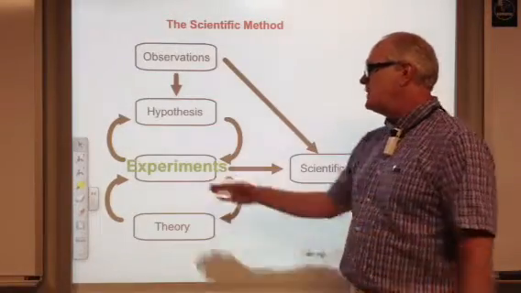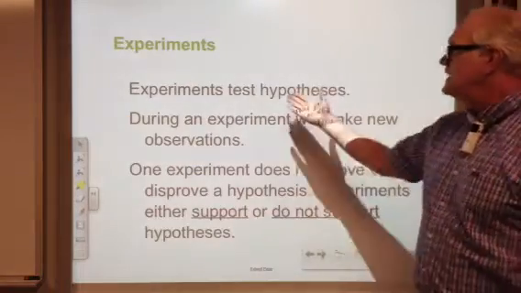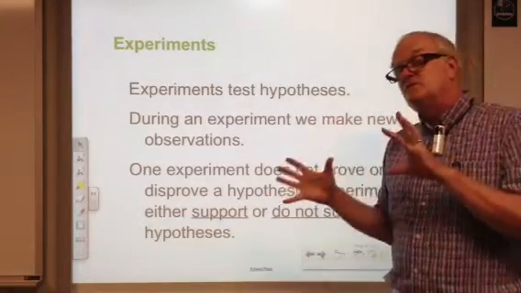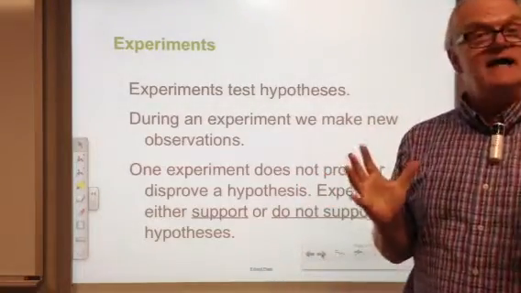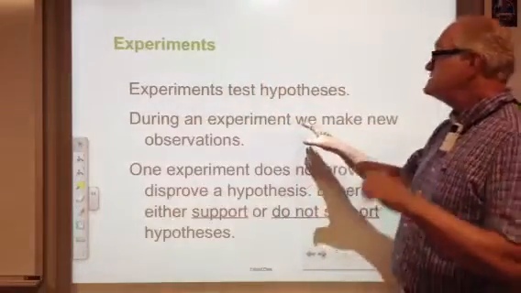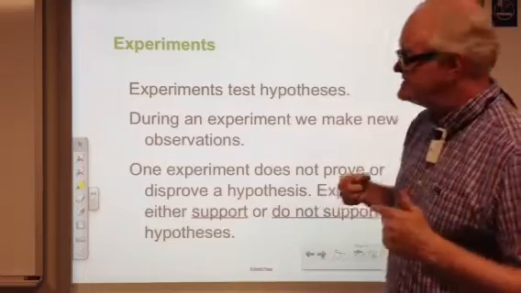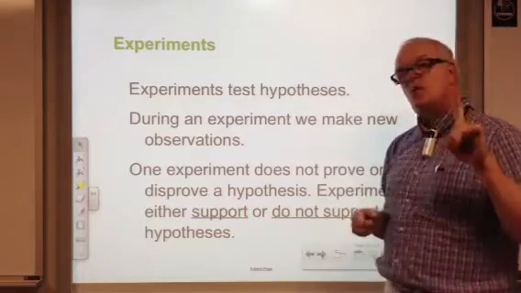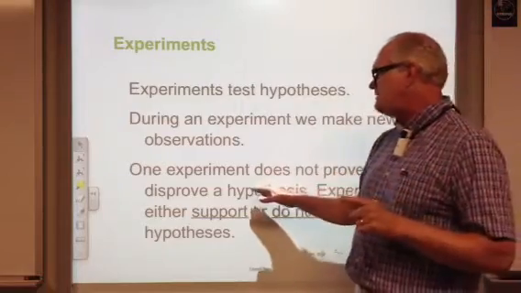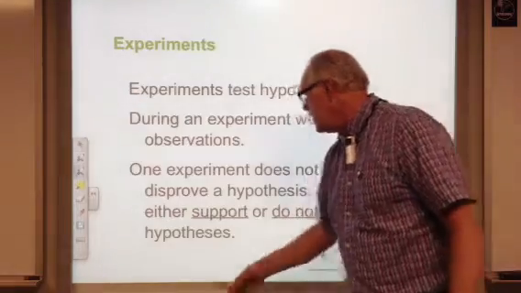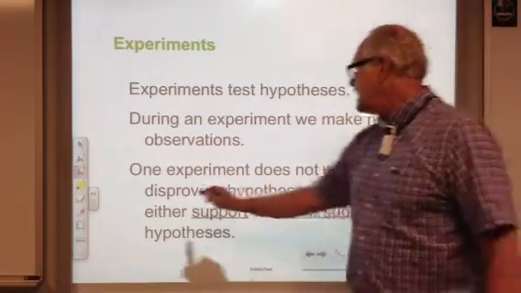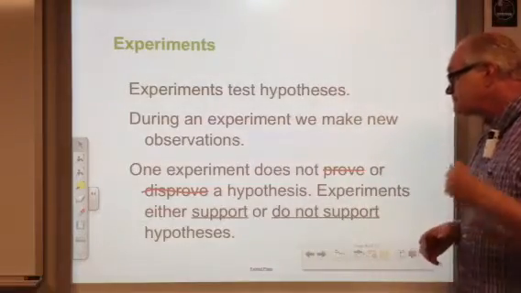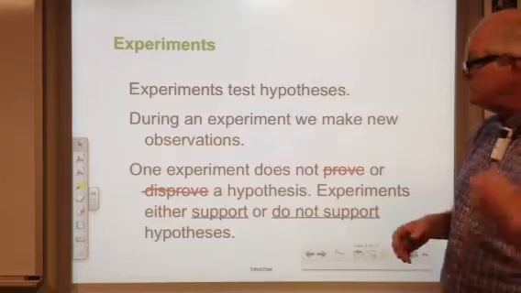Once we have a hypothesis, we're going to test it using some experiments. Experiments test hypotheses. During an experiment, we're going to make some new observations. So we don't want to confuse the term observations. The observations in the scientific method are what we know about when we start, but we're going to make some new observations as part of the experiments phase of the scientific method. And when we get the results of our experiment, we're not going to be able to say, based on one experiment, whether that proves or disproves a hypothesis. Those are not words that we want to use. But an experiment will tell us whether our hypothesis is supported or not. But a single experiment doesn't prove or disprove.